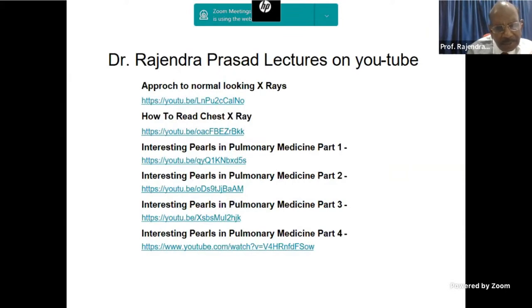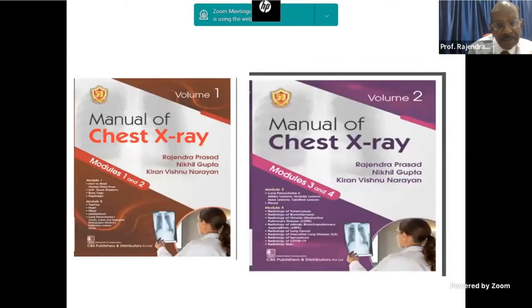Then we have many interesting parts in chest X-rays, 1, 2, 3, 4, 5 parts. And luckily, we are going to have very soon the manual of chest X-ray. It is under publication. I think very soon it will come. It will come in 2 volumes and 4 modules. So it will be a very exhaustive thing for everyone.